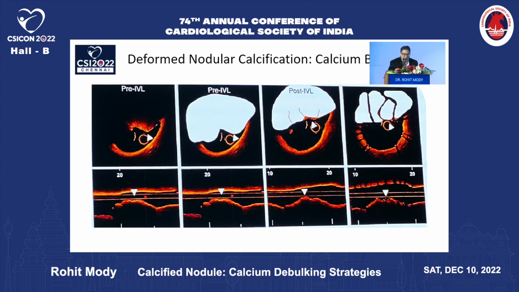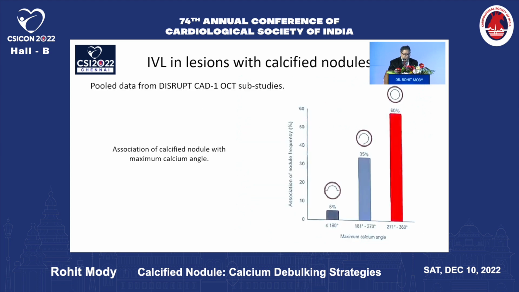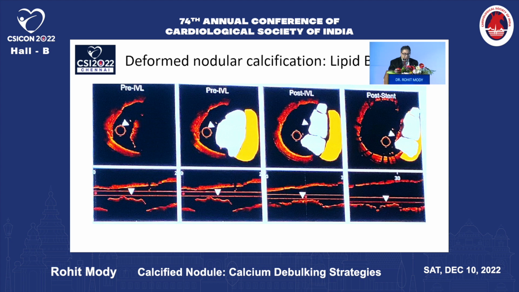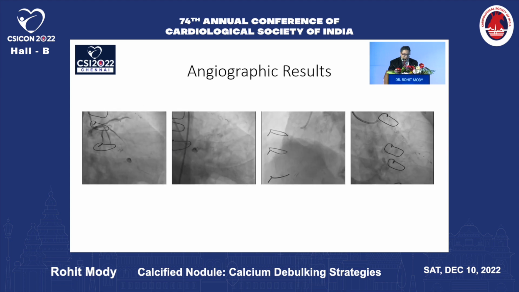So this is how the deformed nodular calcification can be broken up with IVL. You can see the calcium fractures with IVL. IVL therapy has the lowest learning curve, is safe, with fewer restrictions. Sizing to the vessel should be optimal, there is no effect on calcium volume, and there is encouraging early data. This is a deformed nodular calcification with lipid-based fractures produced by IVL. I'll go quickly through this case.